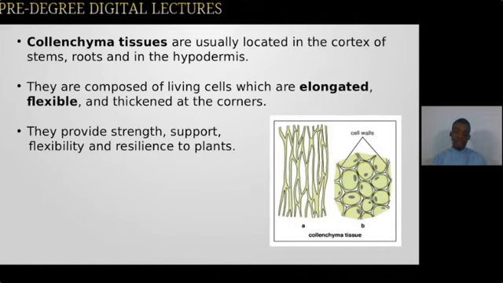The next supporting tissue, collenchyma tissues, are usually located in the cortex of the stem, roots, and in the hypodermis. They are composed of living cells also, which are elongated, flexible, and thickened at the corners. From the diagram, you can see those characteristics. They are responsible for strength, support, flexibility, and resilience that we observe in plants.